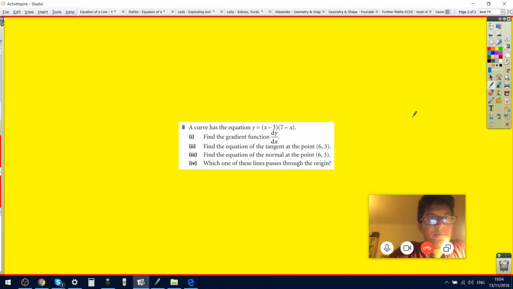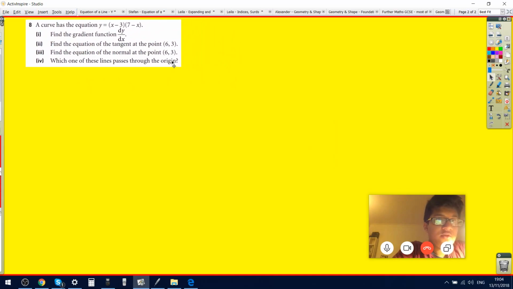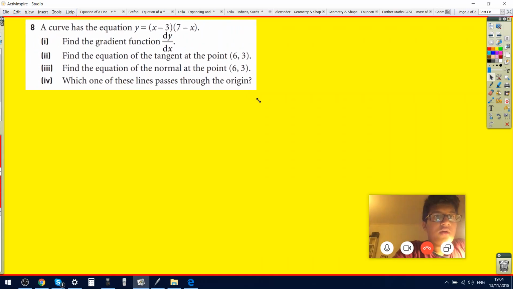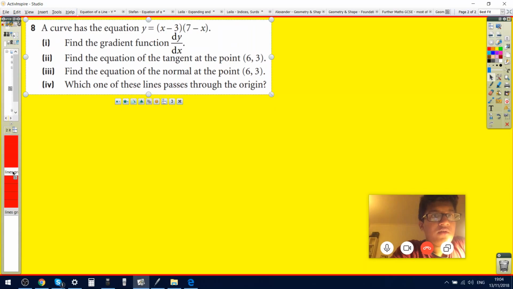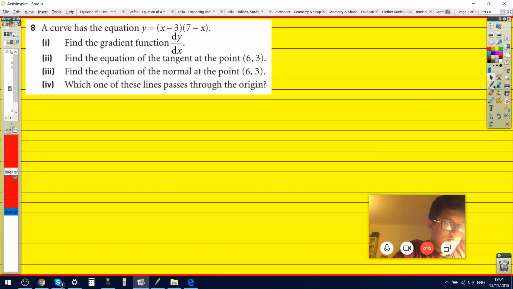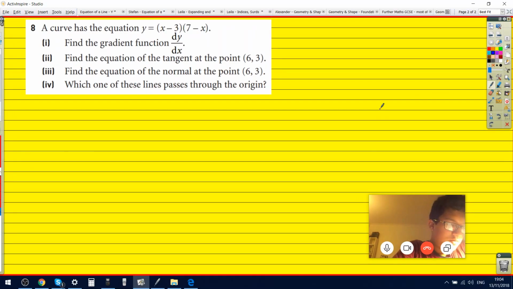So the curve has a function y equals x minus 3. I'll just write the question down quickly. Okay.